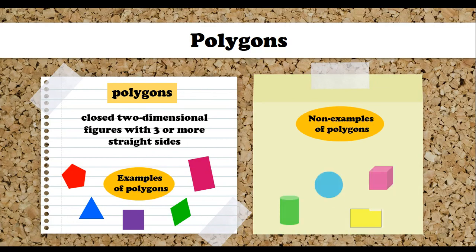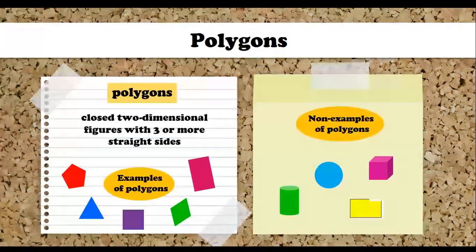Non-examples of polygons. I have some 3D figures that are not examples of polygons because they are not two-dimensional. We also have a circle, which is two-dimensional, but it does not have 3 or more straight sides. So it is considered a non-example of a polygon. Then we have a rectangle, but it is not closed. So for that reason, it is also a non-example of a polygon.